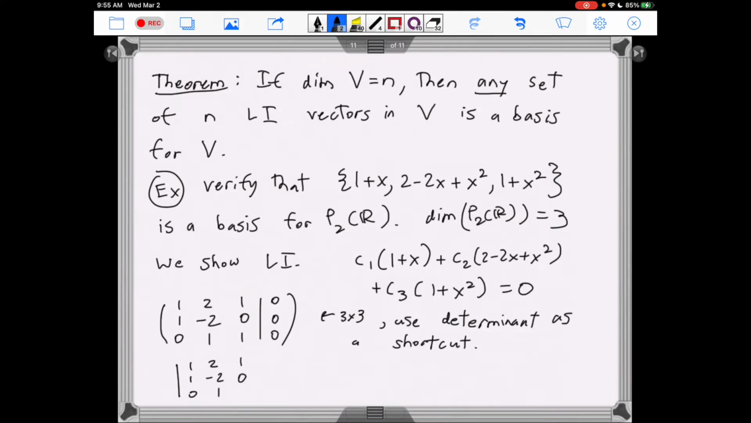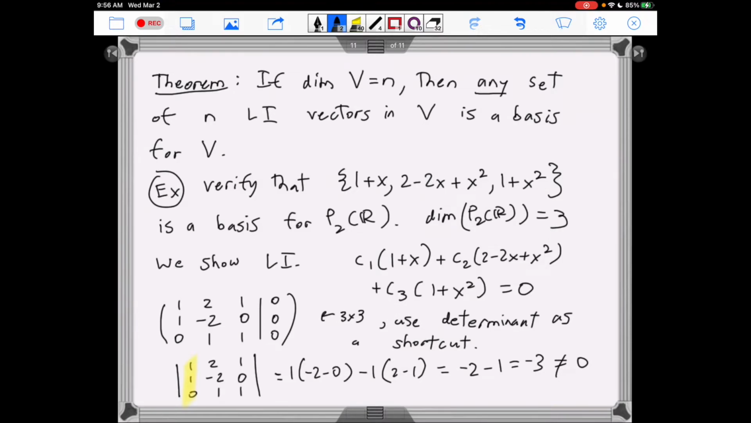2, negative 2, 1, 1, 0, 1, right? Oops. So I'm going to expand on the first column because we have a 0 there. So this is going to equal 1 times negative 2 minus 0 minus 1 times 2 minus 1, which is just negative 2. What do we get here? Negative 2 minus 1? Yeah, which is negative 3, which is not 0.